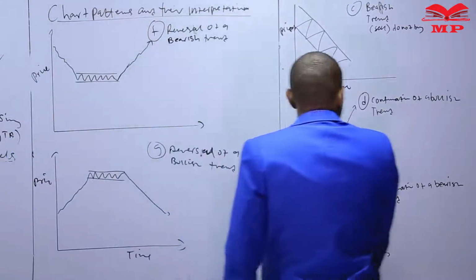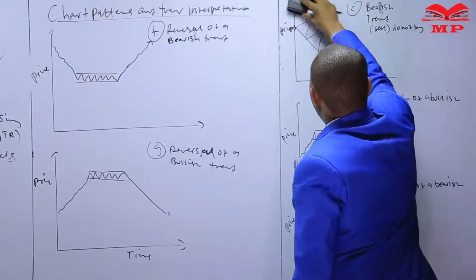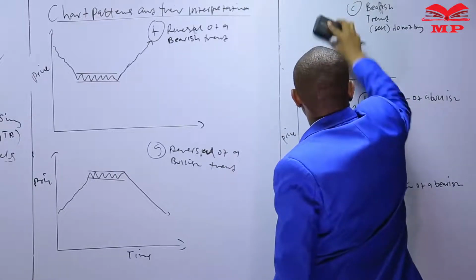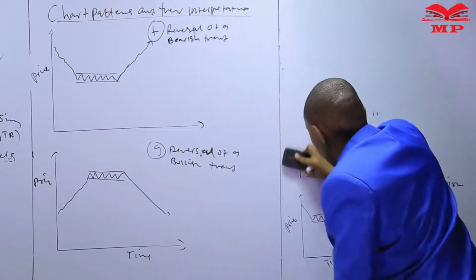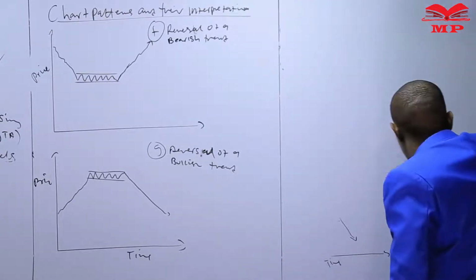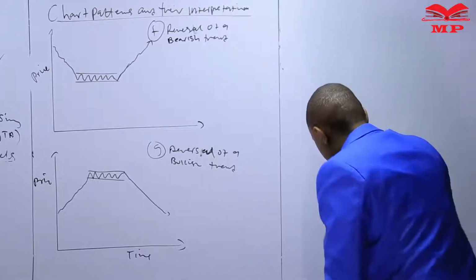Moving on, we have a wedge. A wedge. And a wedge looks like so.